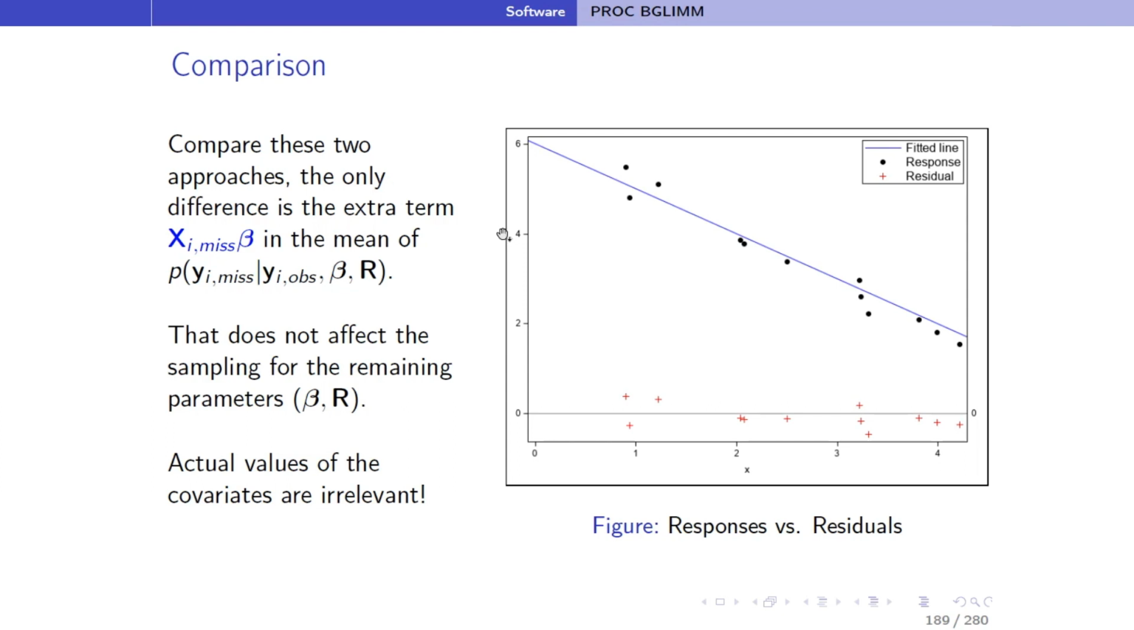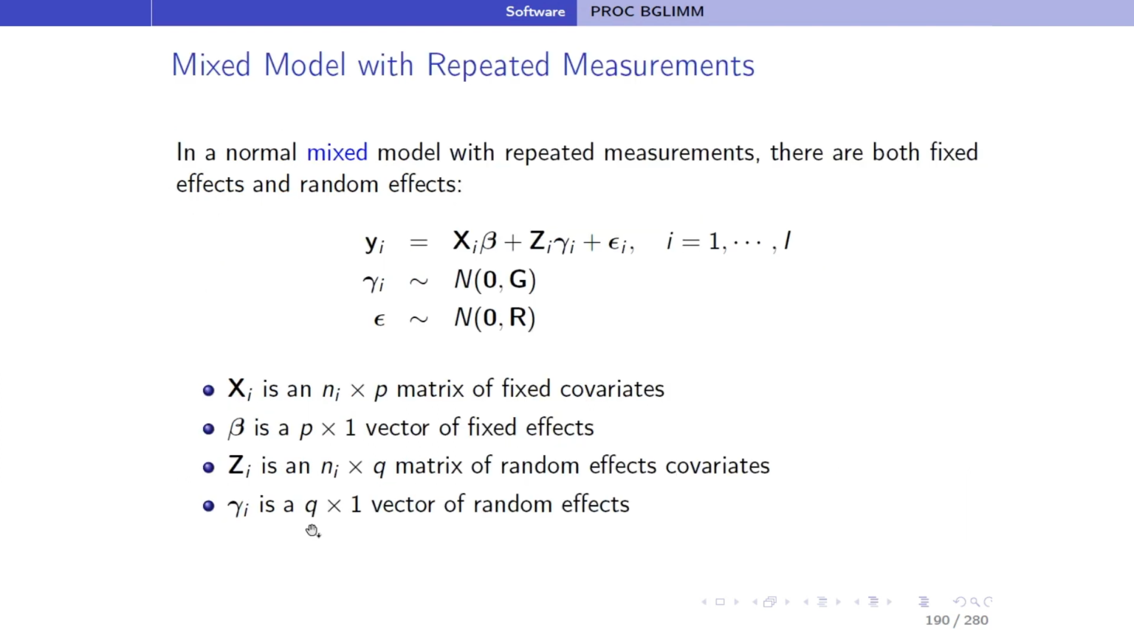You can see that they in fact reach the same answer. And this is the plot that shows the fitted line of the regression line and the fitted line on the residual line. You project everything here down to 0, and you get the same answer. Yeah, the actual value of the covariance becomes irrelevant because of the normal model that we have.